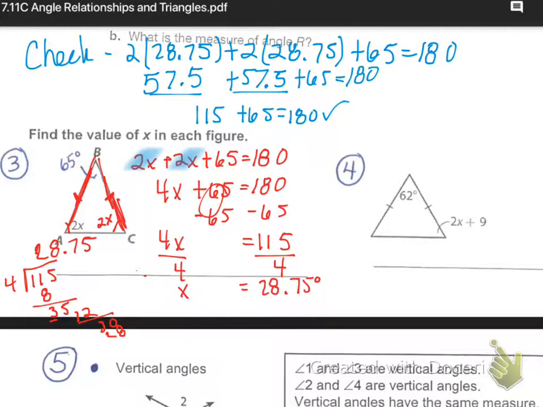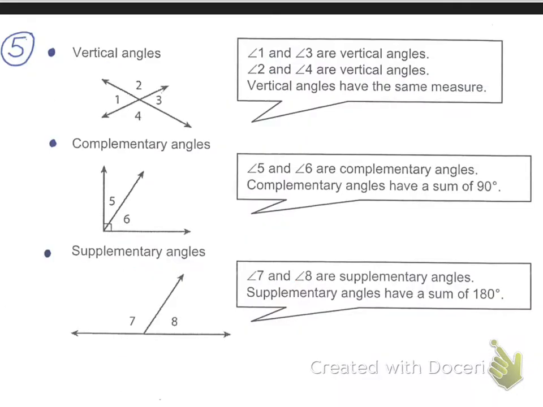Okay. We're going to skip over number 4. So now we're going to talk about vertical angles, complementary angles, and supplementary angles. So I'm going to start with supplementary angles. Supplementary angles are straight lines. So supplementary angles add up to a straight line. Well, straight lines equal 180 degrees.